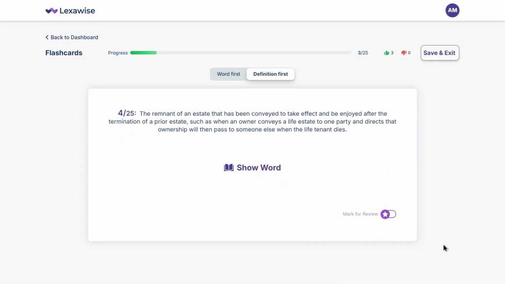Next up, this one works hand in hand with the last term, the remnant of an estate that has been conveyed to take effect and be enjoyed after the termination of a prior estate. For example, when an owner conveys a life estate to one party and directs that ownership will then pass to someone else when the life tenant dies. What do we call this?